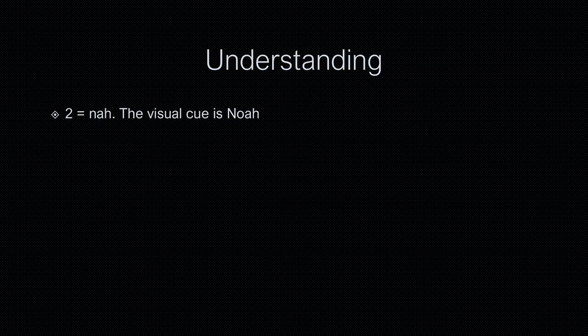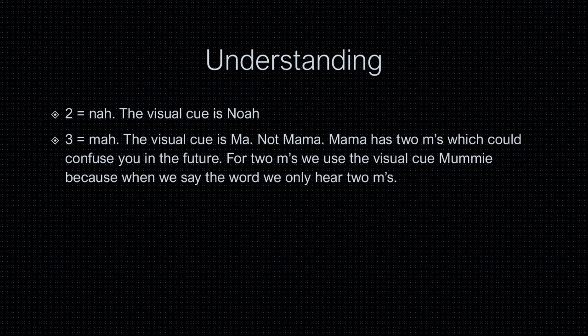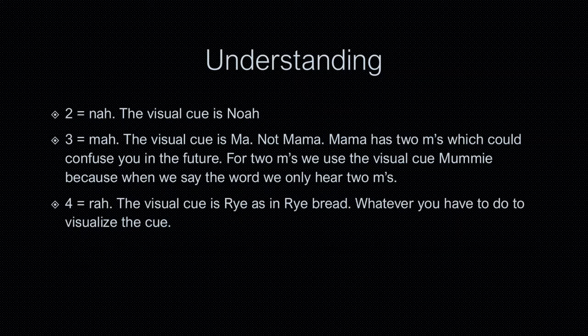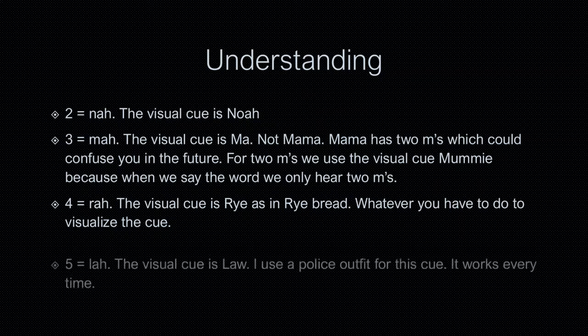2 is na. The visual cue is Noah. 3 is ma. The visual cue is ma, not mama. Mama has 2 M's, which could confuse you in the future. For 2 M's, we use the visual cue mummy because when you say the word, we only hear 2 M's. R is 4. The visual cue is rye. I use rye bread. Whatever you have to do with that visualization of the cue, you go ahead and use that.